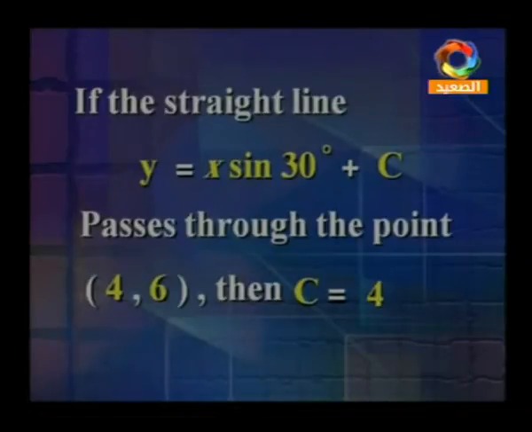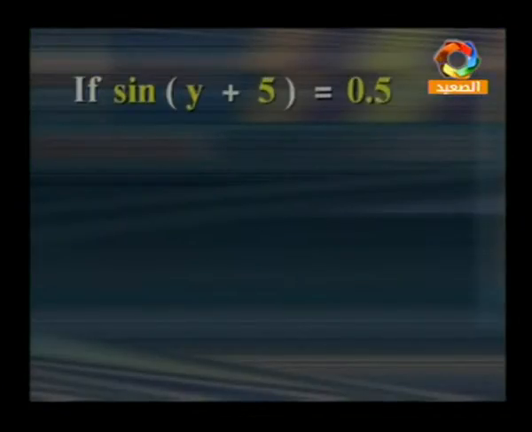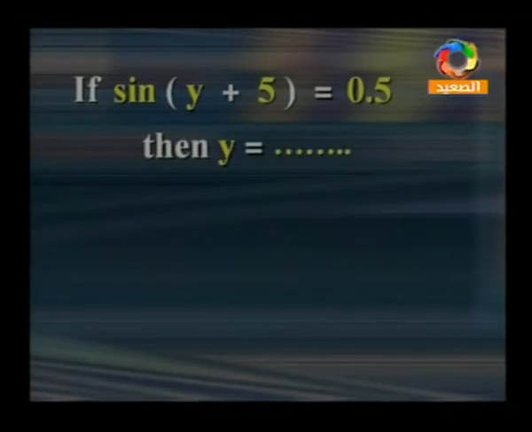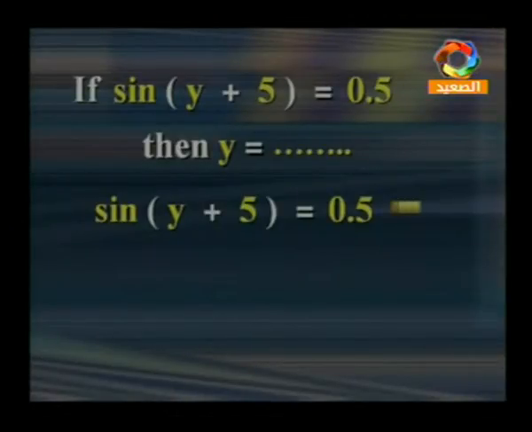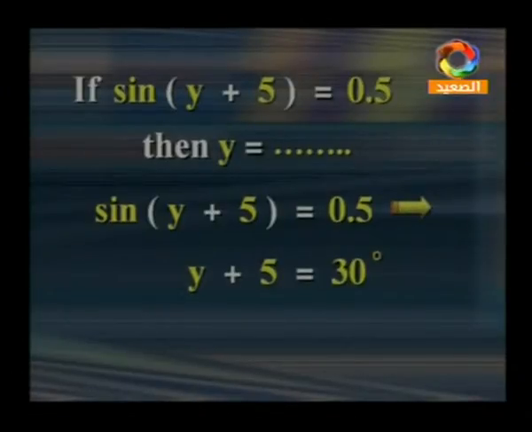Another example, if sine y plus 5 equals 0.5, then y equals what? Yes, here sine of an angle equals 0.5. By using your calculators, shift sine 0.5, you are going to find that y plus 5 equals 30. Then y will be 25 degrees. So y equals 25.